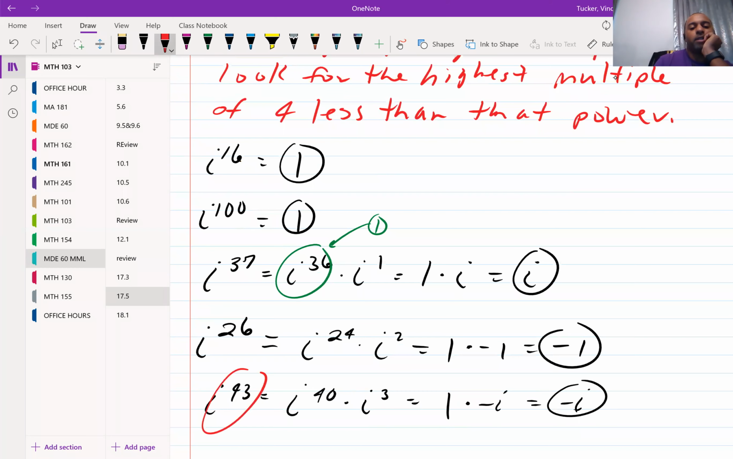And then the last one like this, I to the 43rd power. Once again, look for the largest number that's divisible by 4 and under 43. In this case, it's 40. So I to the 40th power still gives you 1. Then I to the 3rd power, we talked about, gives you -I. So your result will be -I.